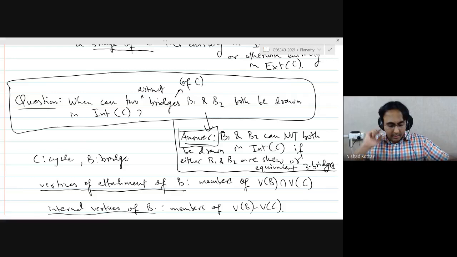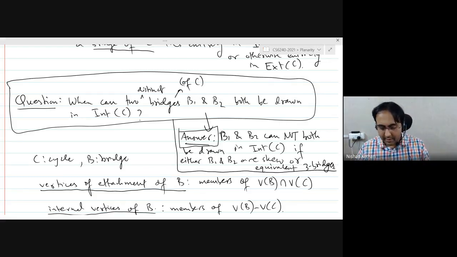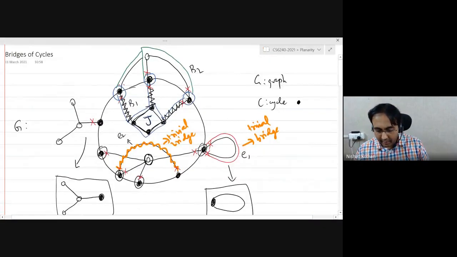All right, good. Any questions or concerns? Sorry, there is a lot of terminology, but hopefully I gave you sufficient number of examples, and hopefully the main definition, bridges of a cycle, and its properties like the vertices of attachment, are clear, and you see the intuition as to why we are defining all these things.